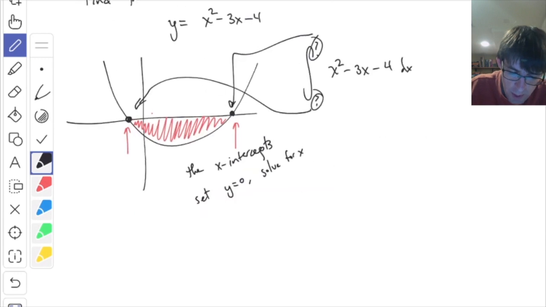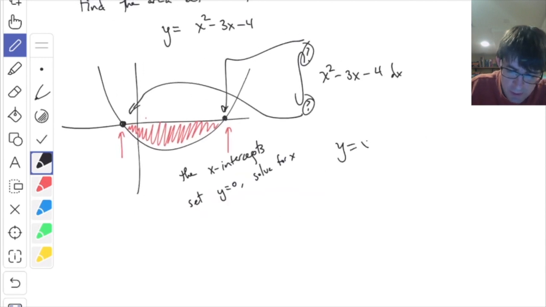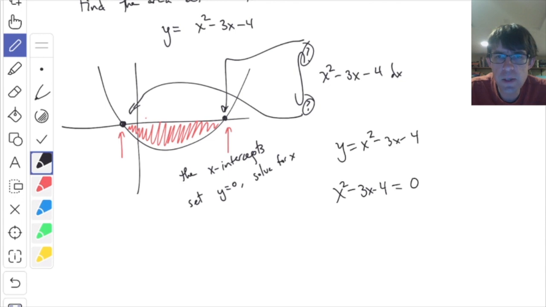Let's see what happens. So I have this, y equals x squared minus 3x minus 4. I set that equal to 0. So x squared minus 3x minus 4 equals 0. How do we solve this for x? You better factor it. Any factorers out there? What do you get when you do the factors? X minus 4, x plus 1. I like it. Yeah, x minus 4 and x plus 1.